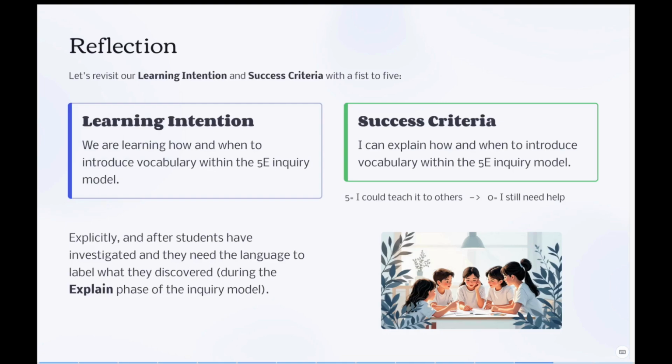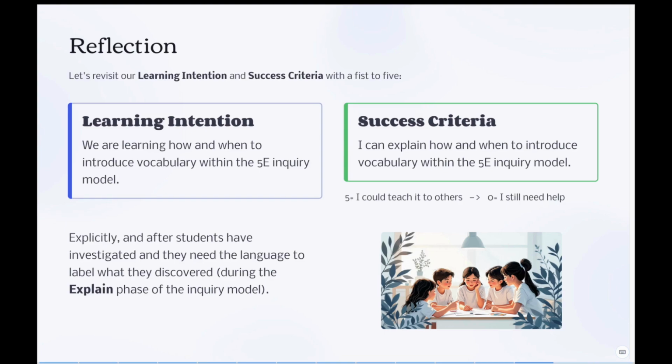Okay, let's reflect. Let's revisit our learning intention and success criteria with a quick fist to 5. So, our learning intention was we are learning how and when to introduce vocabulary within the 5E inquiry model. So, using a fist of 5, meaning a 5, I could teach it to others, or a 0, I still need help. How are you feeling on your success criteria? I can explain how and when to introduce vocabulary within the 5E inquiry model.